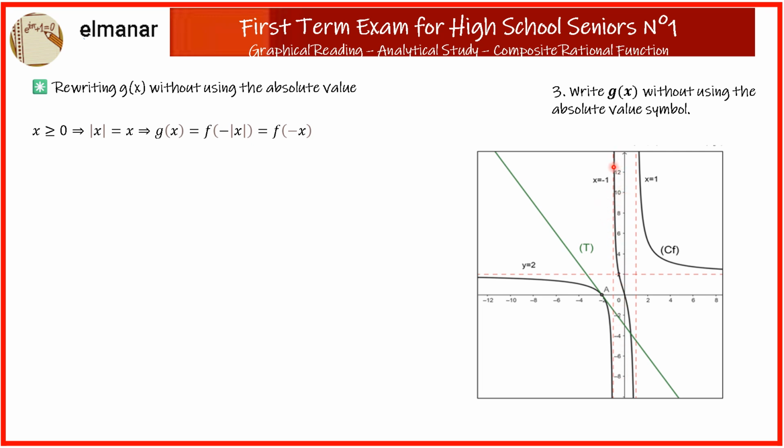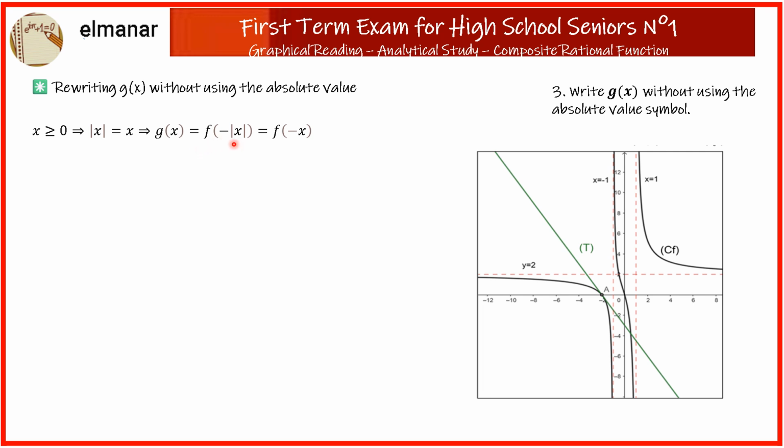Breakdown of the function g. The function g is defined as the following composition. The value of g at x corresponds to the value of the function f evaluated at minus the absolute value of x. There are two distinct cases depending on the value of x. Case 1. When x is greater than or equal to 0. The absolute value of x is simply x. Therefore, g of x equals f of minus x.